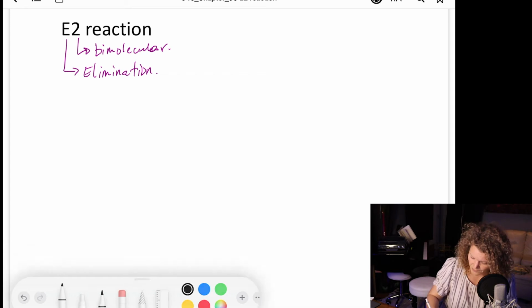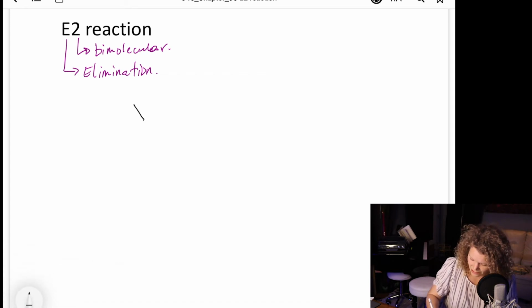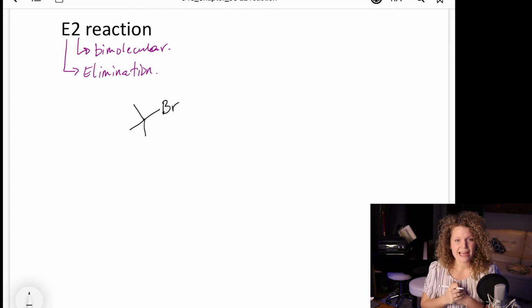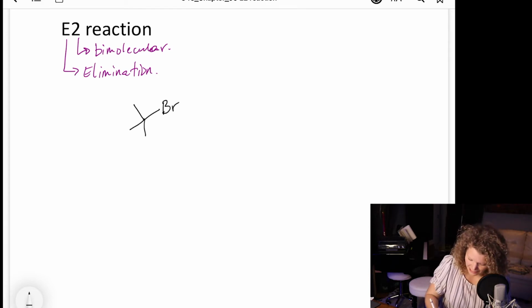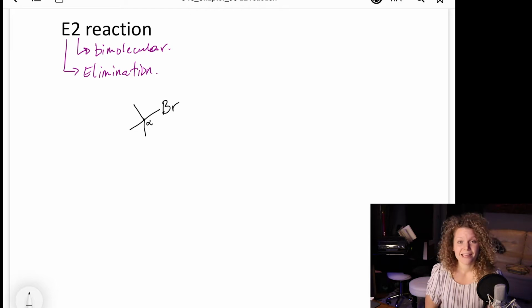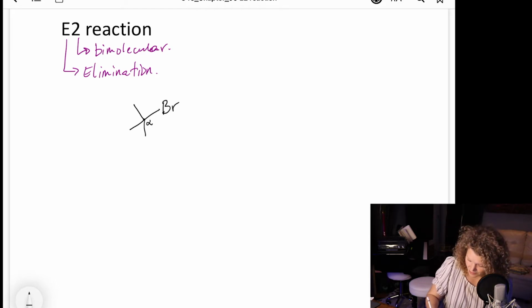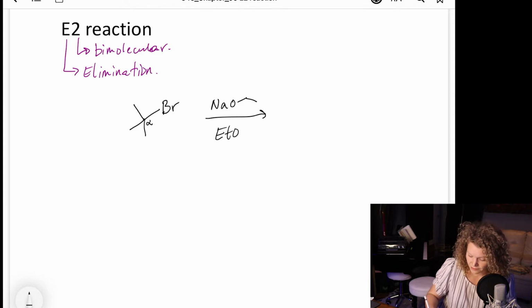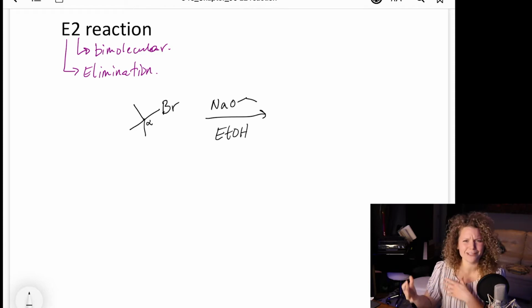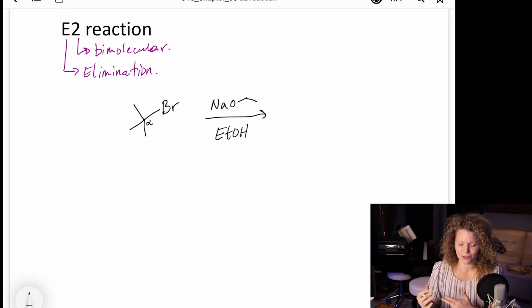So let's draw one out. We do need a carbon with a leaving group, and I'm going to use an alkyl bromide. Now I'm using a carbon with a leaving group here. This alpha carbon is tertiary right now. Just something to note. We're going to talk more in detail about this. I'm going to use sodium ethoxide, and the solvent is ethanol. Solvent just helps make sure everything stays in solution.